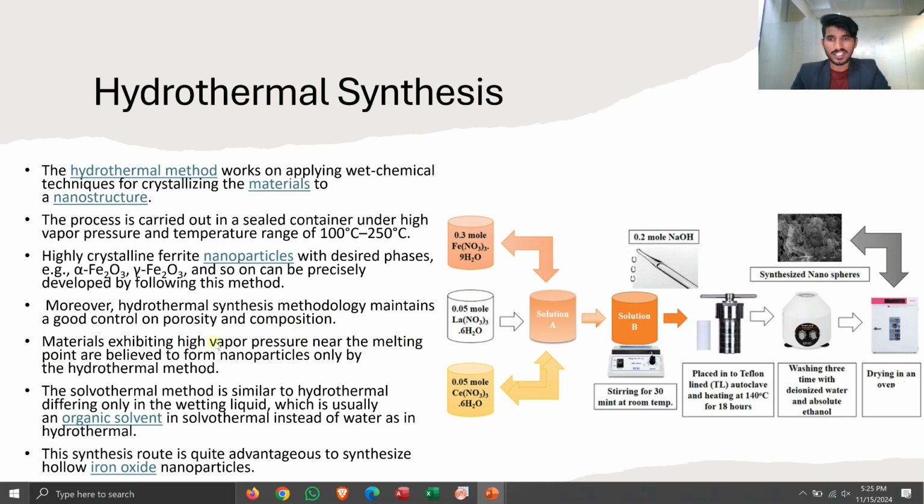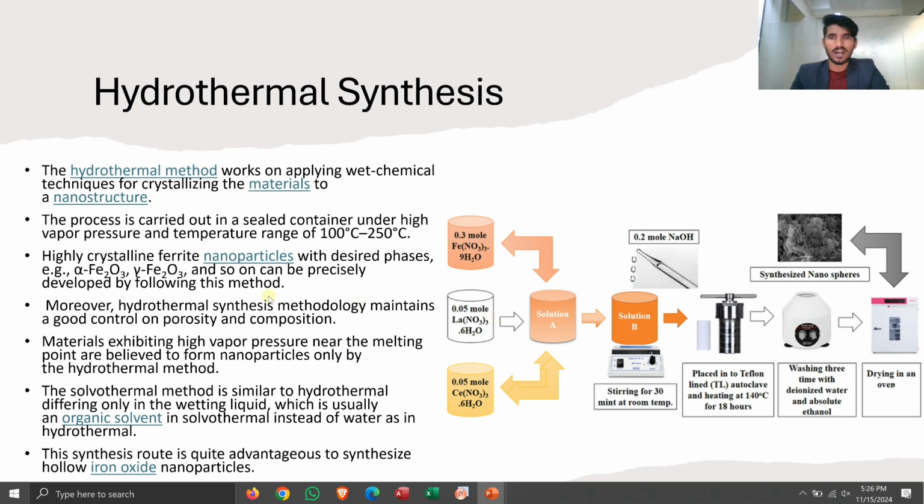So the materials that have very high vapor pressure, that is, very near to their melting point, can form nanoparticles only by the hydrothermal method. So if we change the solvent from water to ethanol or ethylene glycol or any other solvent, then we can say that this method is a solvothermal method.